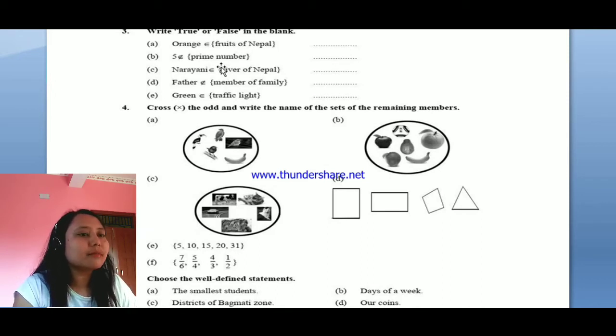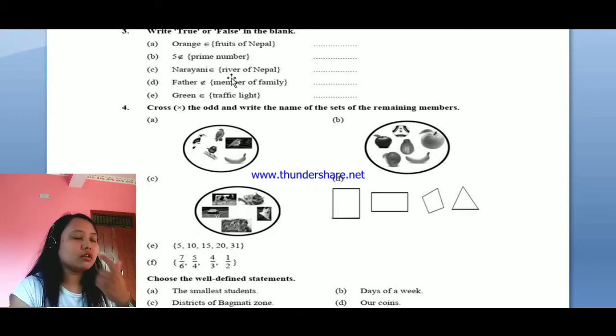5 is not a prime number. We have so many prime numbers: 2, 3, 5, 7. So many prime numbers are there, and 5 is one of the prime numbers. Here it is saying 5 doesn't belong to them, so that's why it's false. All the other questions we'll be doing as classwork. Now let's do question number 4.